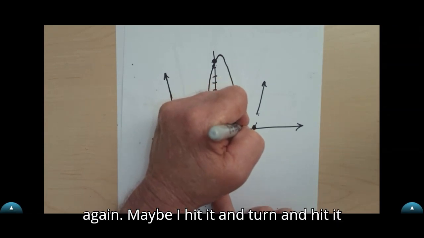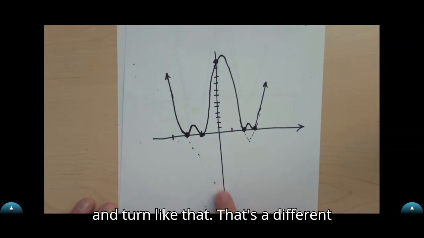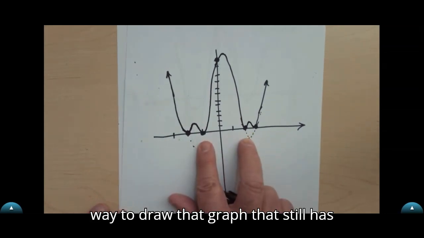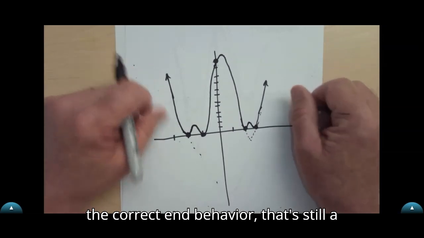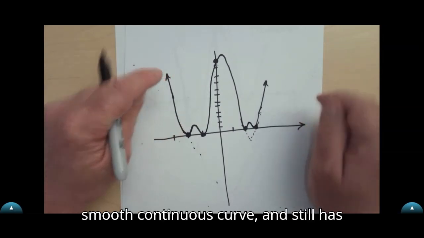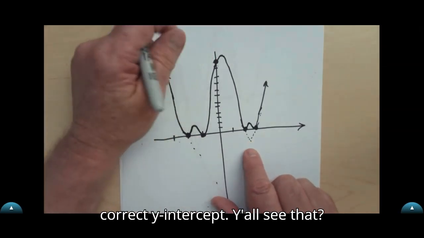Maybe I do the same thing again. Maybe I hit it and turn and hit it and turn like that. That's a different way to draw that graph that still has the correct end behavior, that's still a smooth continuous curve, and still has all the correct x-intercepts and the correct y-intercept.